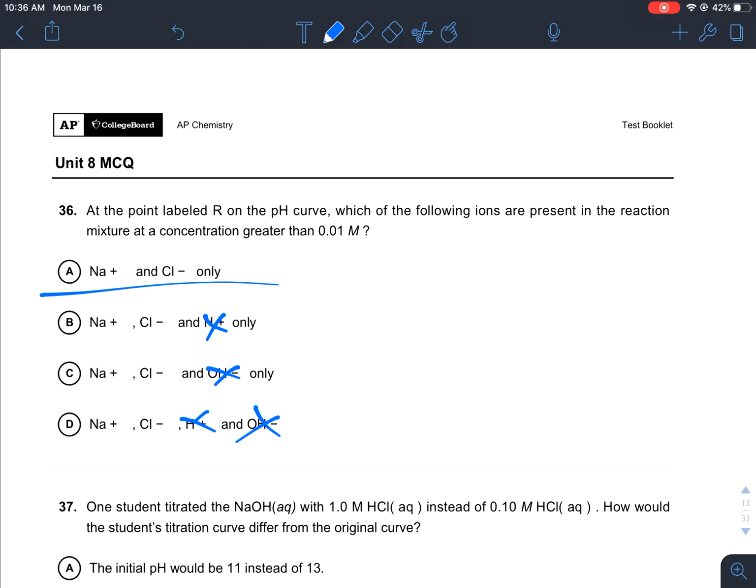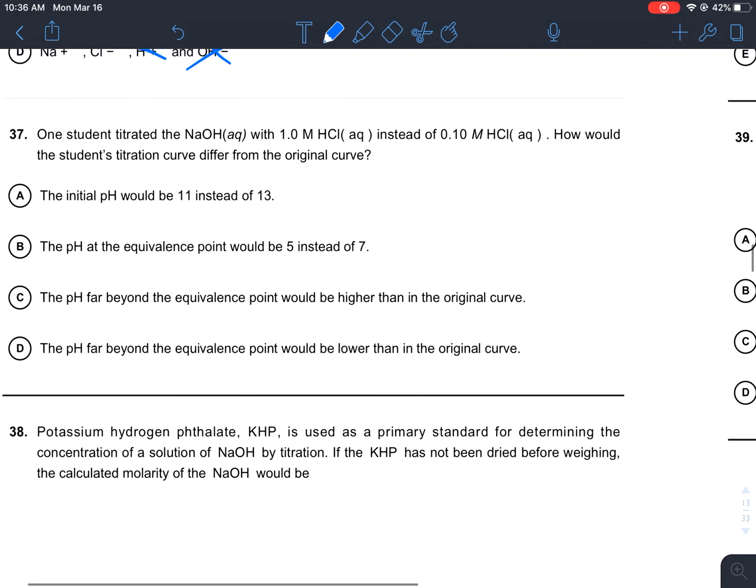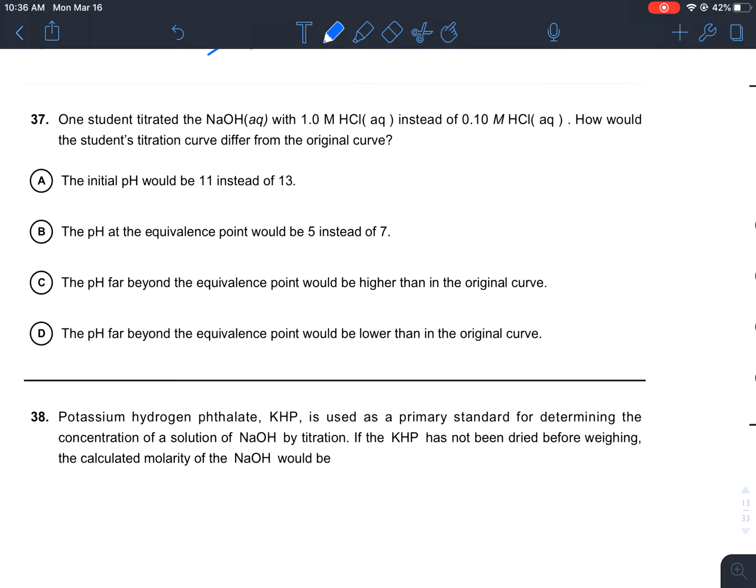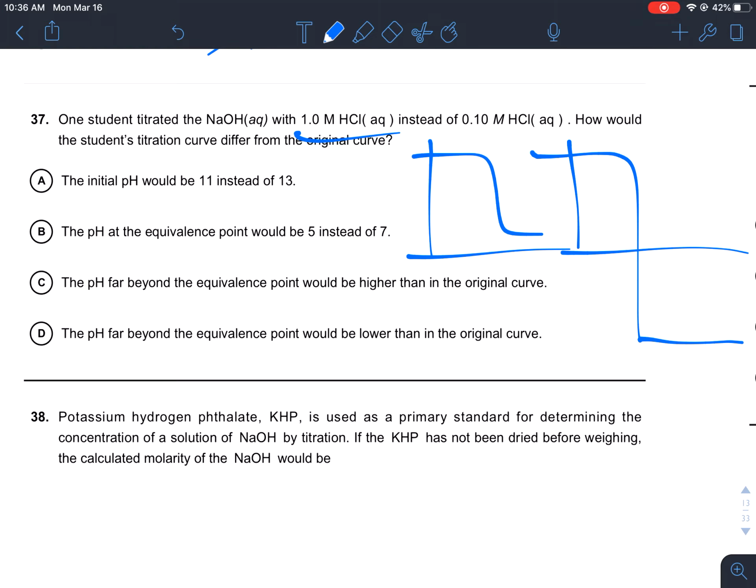Number 37, a student titrated NaOH with 1.0 molar HCl instead of 0.1. That's really, really strong stuff, right? How would the student's titration curve differ from the original? So the original curve was something like this, but that's when we thought it was 0.1. Now he's using 1.0, and that's going to make it go whoop, like really low. It's going to go down really, really far because it's going to be super, super acidic. So the answer, D, the pH far beyond the equivalence point will be lower than the original curve because it's using something super acidic.